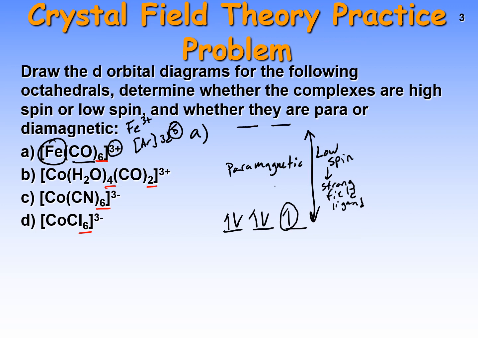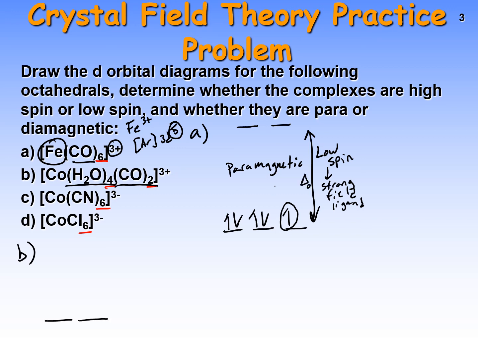So let's look at B. I'm going to do it down over here. We have cobalt, we have water, we have carbonyl. There are 2 carbonyls here, and we have 4 waters here. So the splitting energy, because we have less COs and more of a weak field ligand, H2O, is definitely going to be a smaller delta O than this first one that we had done.